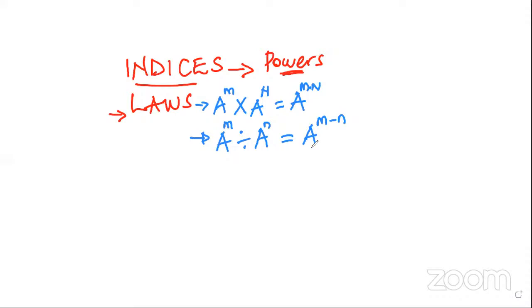Class, these are the basic principles that we need to get as far as indices are concerned. Once you get these principles, then be very sure that you're going to work out the rest easily. Then we also had a rule that when you have a power raised to a certain power, you multiply those powers. So here you have m times n. If you have a power raised to a certain power, you definitely have to multiply those powers.